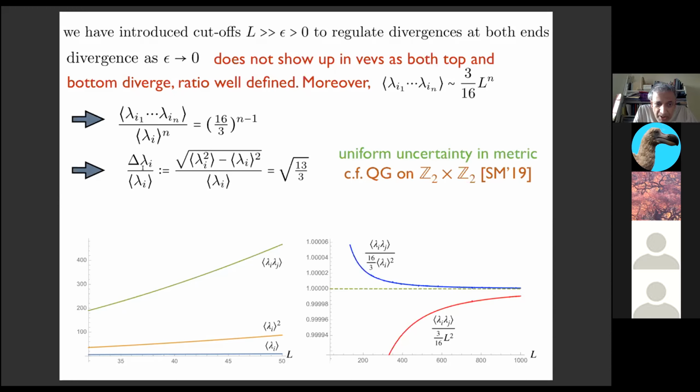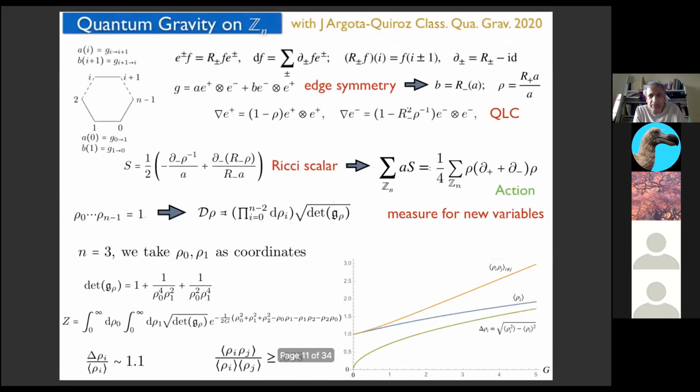So for example, the uncertainty sigma of the lambda i's divided by the average value of the lambda i's is this quantity. So that becomes an exact calculation, independent of the regulator. Or let's say this is in the large L limit, but you get nice answers. Okay, so that's what I'm going to say about that model, because there's so much I want to tell you today.